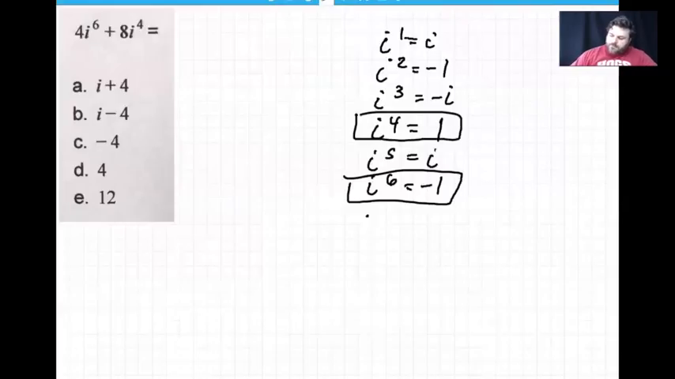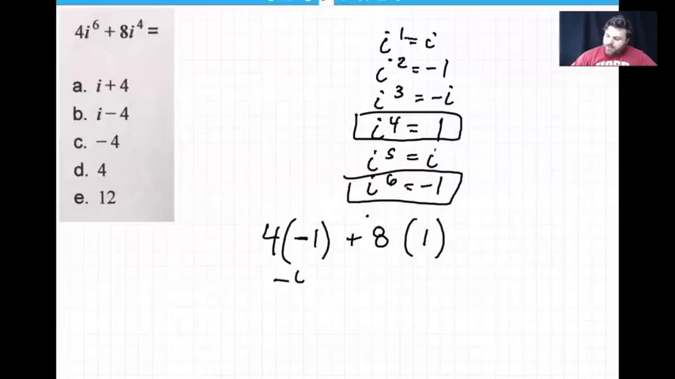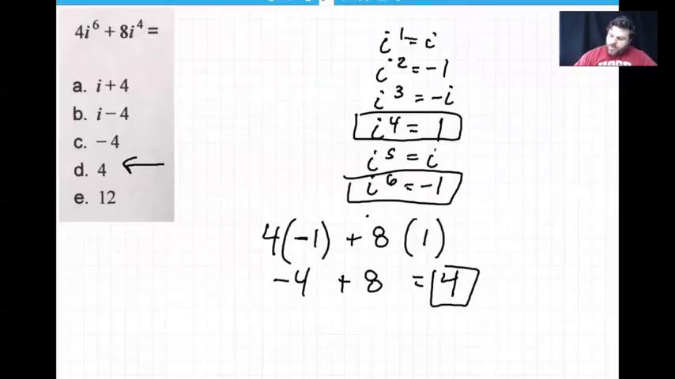All right. So I plug those in, I get 4 times i to the sixth, which is -1, plus 8 times i to the fourth, which is 1. That's -4 plus 8. That gives me +4. So my answer choice is D, +4.